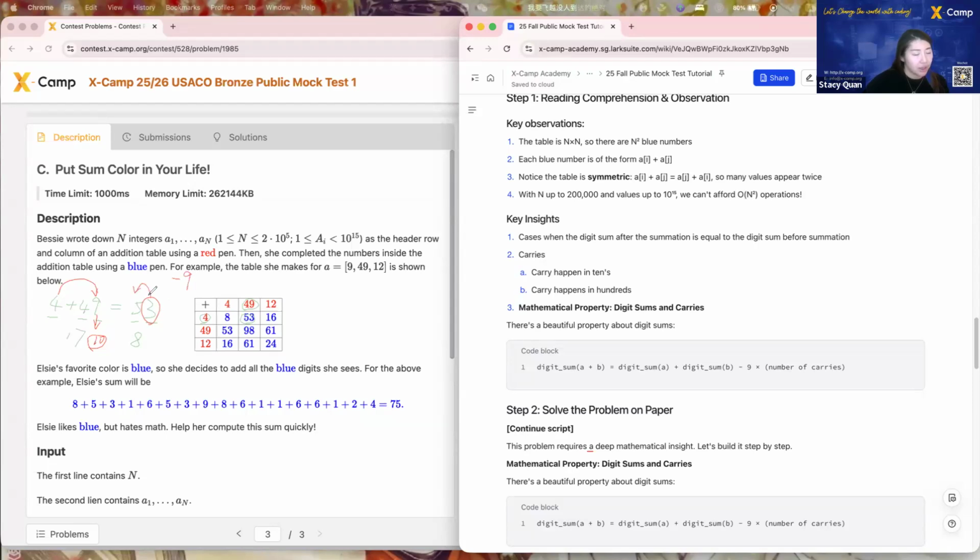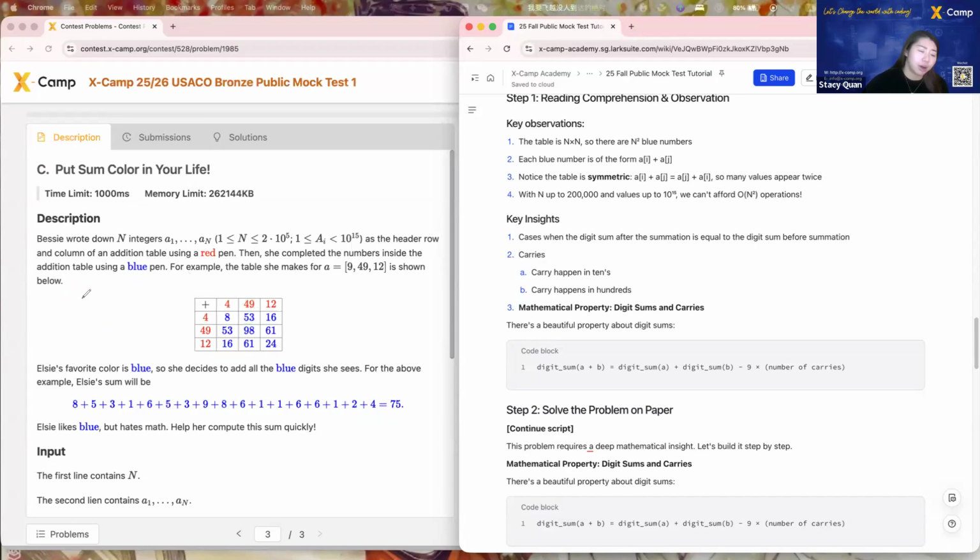The carry happens when you have a sum of 10, but you only add 1 to the higher digit. So you basically lose 9 in this sense. We realized that when one carry happens, we lose 9.